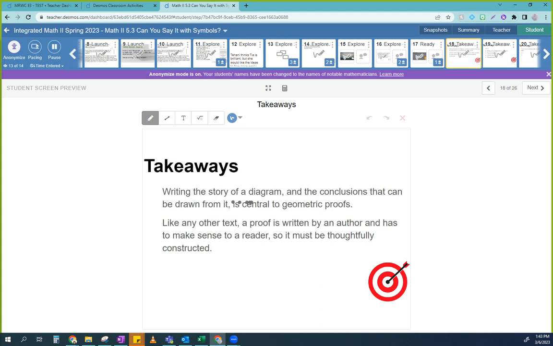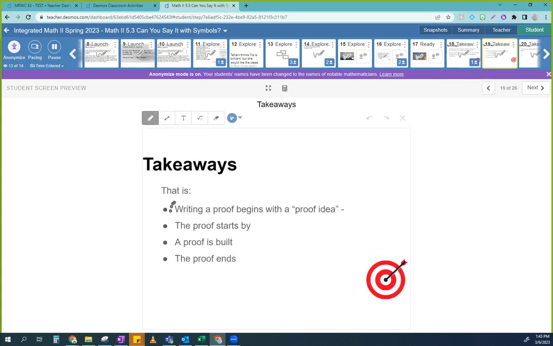So writing the story of a diagram and the conclusions that can be drawn from it is central to geometric proofs. Like any other text, a proof is written by an author and has to make sense to a reader. So it must be thoughtfully constructed. Okay. So writing a proof begins with a proof idea, right?